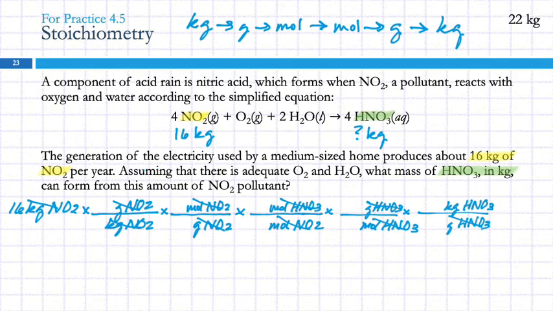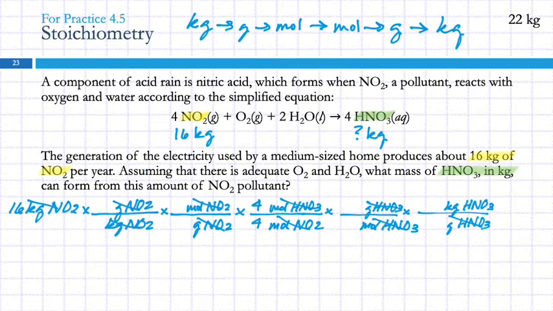Well, let's start with moles in the middle. Here I've got moles of HNO3 and moles of NO2. What numbers go in front of these? 4. They're both 4. 4 NO2s give you 4 HNO3. So of course you could simplify that to 1 to 1, but I'd rather write it down.